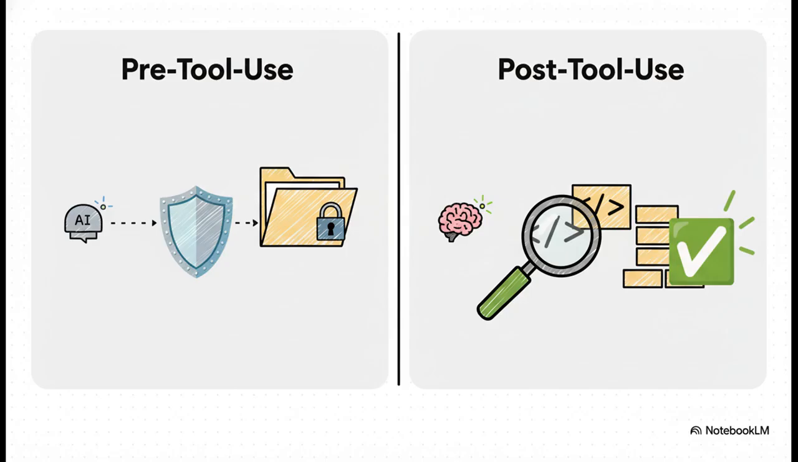Post-tool use hooks, on the other hand, are reactive. They're the quality inspector at the end of the line. They run after the action. They can't stop what already happened, but they can check the result, say by running a code formatter or a linter, and then feed that feedback right back to Claude.